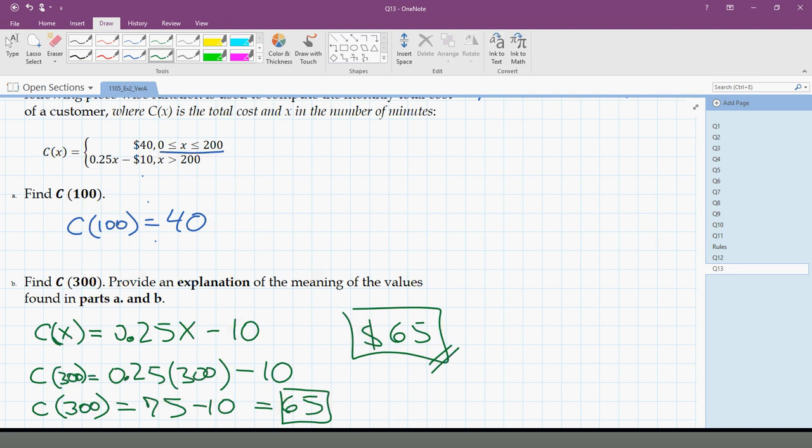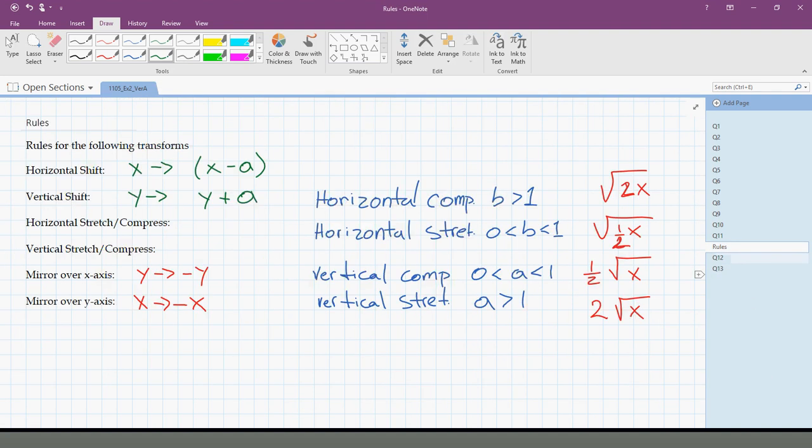Questions? The rule part is kind of confusing. You want to see an example of each one? For the rules, yeah, I know, that part is confusing.